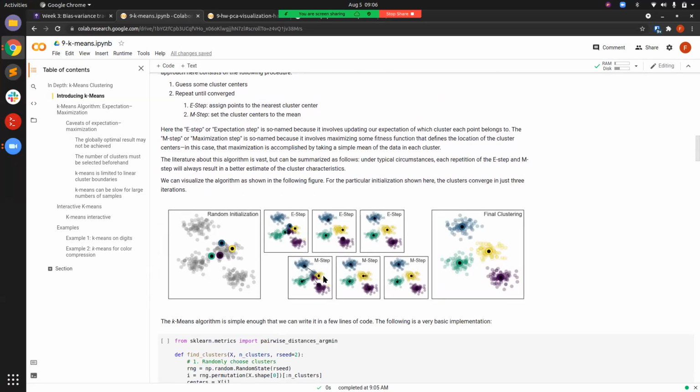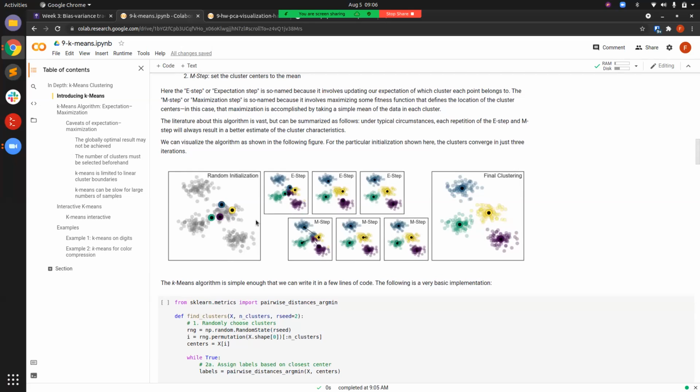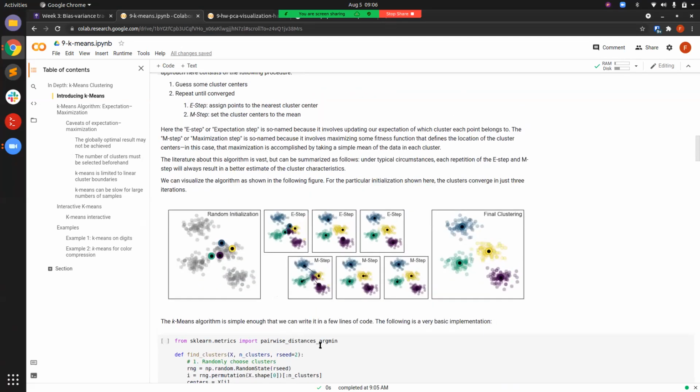So we know that the general idea behind this algorithm is you start with some random initialization of cluster centers, for example, as here. The next step is what's known as an expectation step. So that involves updating our expectation of which cluster each point belongs to. So here you can see the next step after the random initialization is an expectation step of assigning each point to its nearest cluster. Right? Where when I say nearest cluster, I mean we find the pairwise distance between each point and each cluster center. And then we apply the label to the point according to the nearest cluster center.